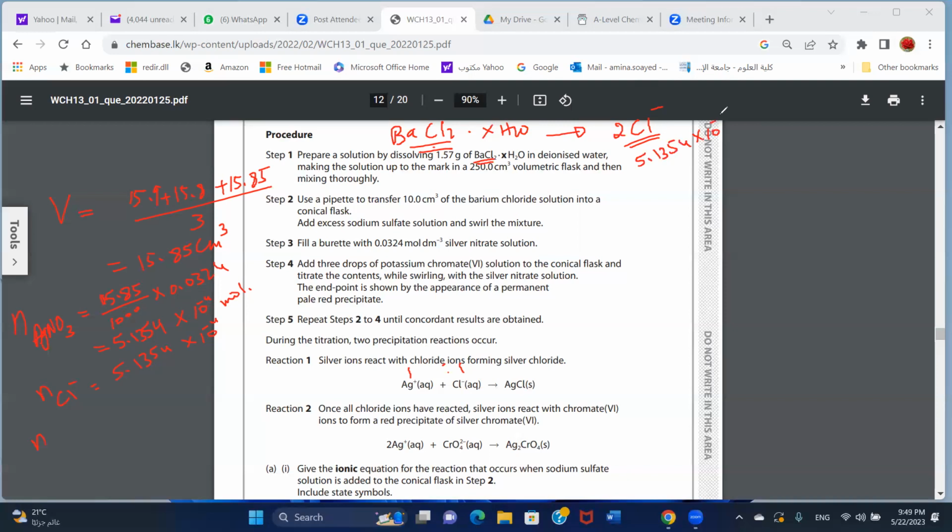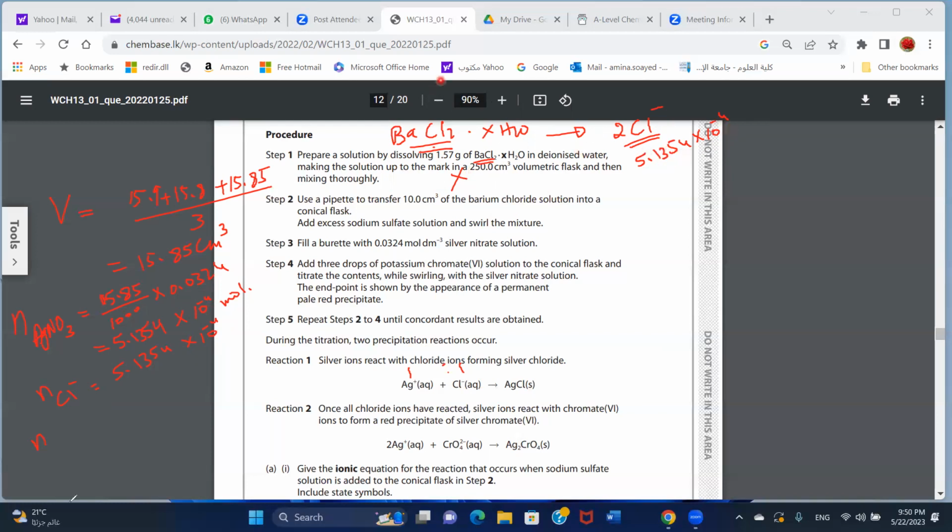So if you get the number of moles of chloride ions to be 5.1354 times 10 to the power minus 4, what will be the number of moles of the barium chloride? Understand what I'm doing? From the mole ratio between silver ion and chloride ion, as the mole ratio is 1:1, the number of moles of the chloride is equal to this value, the same as that of the silver ions. But we don't want the chloride, we want the barium chloride. So we say that every mole of barium chloride 0.x water contains 2 moles of chloride. So if you have this number of moles of chloride, what will be the number of moles of barium chloride? We divide this by 2, isn't it?